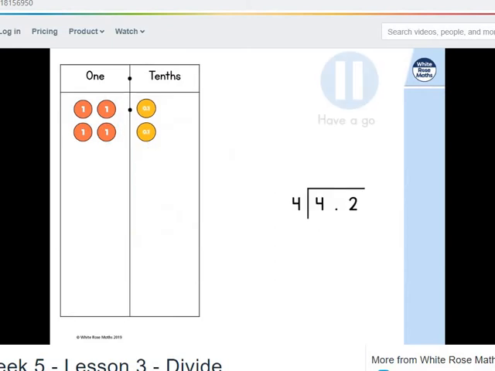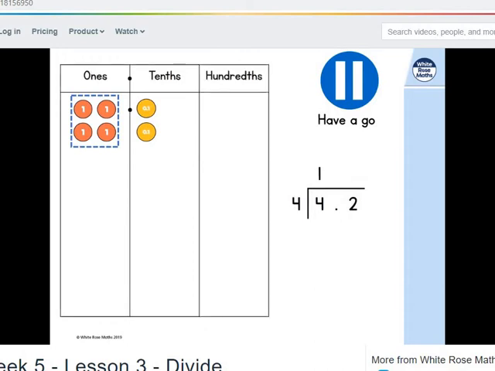What about this one then? Pause the video, have a go for yourself first. Let's consider that one then. So in the 1s, that's quite straightforward. We can see there's 1 group of 4. But in our tenths, we can see that we've got no groups of 4. Now, normally we'd just write remainder 2, or 0, remainder 2.